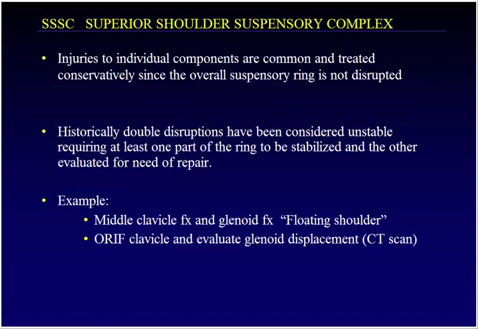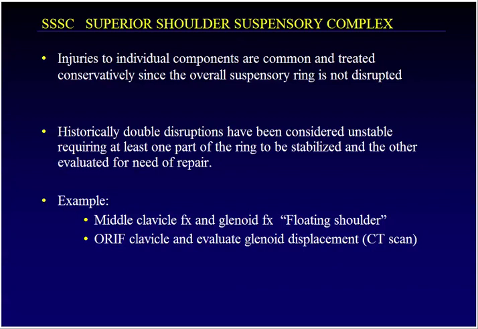Now, injuries to individual components of this complex are quite common and are best treated conservatively since the overall suspensory ring is not disrupted. So in other words, damaging one of these structures will not lead to disruption of the overall ring itself. However, double disruptions are ones that you need to pay attention to, and historically we believed that if you have a double disruption to this complex, that can lead to instability, and one part of the ring needs to be stabilized at least, and then the other part of the ring evaluated for repair.